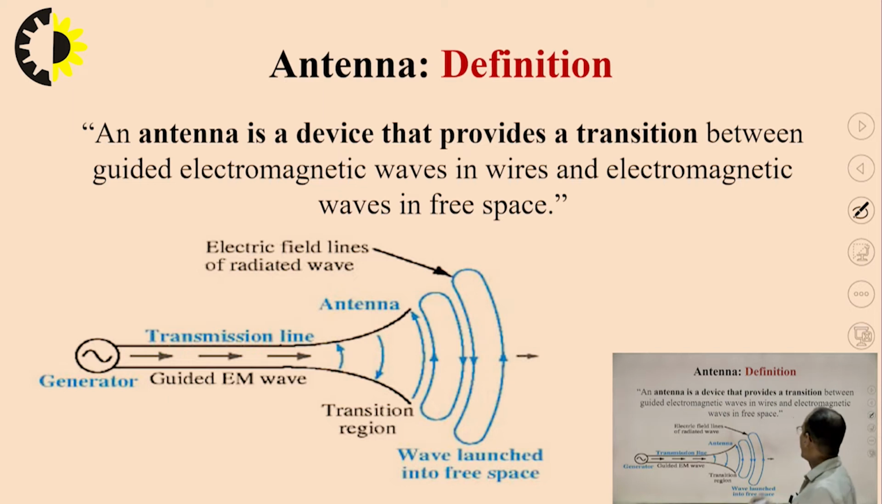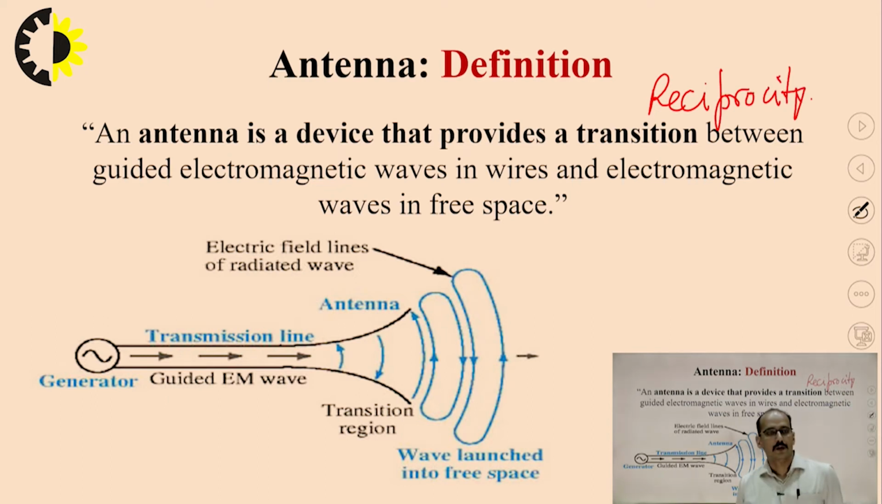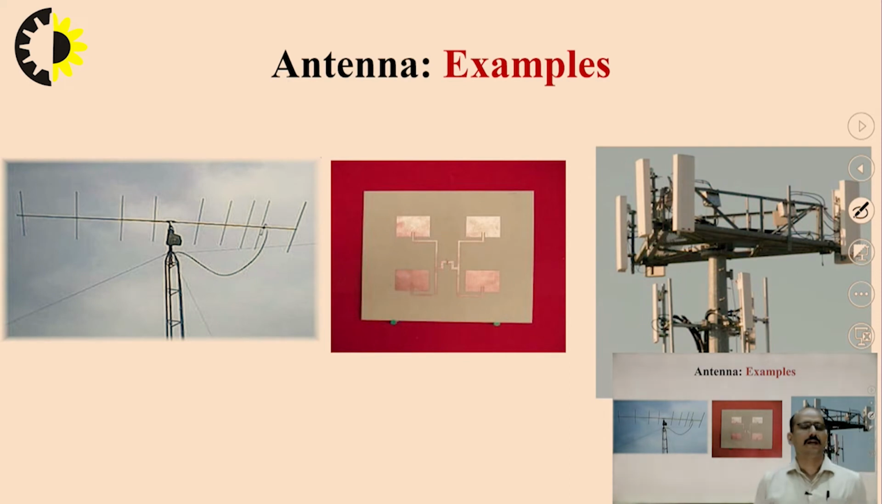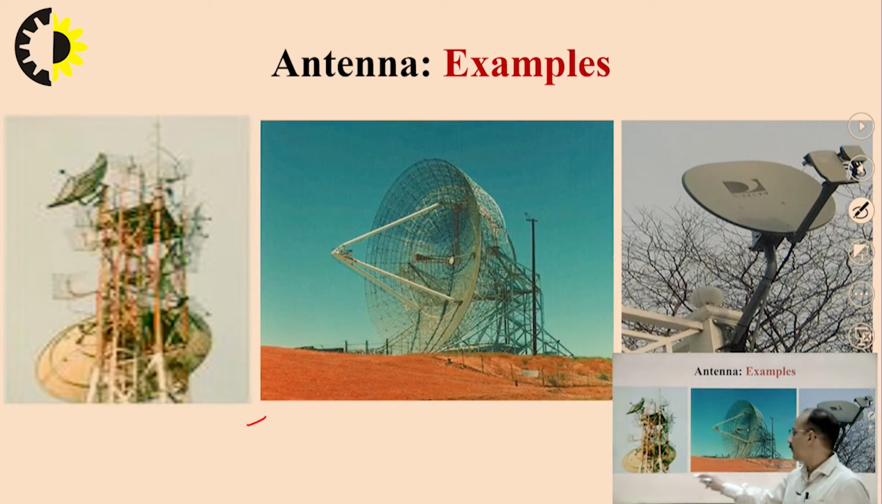You also know that an antenna uses the reciprocity theorem for its operation. When we are talking about antennas, these are some examples of regular antennas which you can see, such as this Yagi-Uda antenna, these patch antennas, these antenna arrays, these parabolic reflector antennas, and this dish TV antenna which is also a parabolic reflector antenna. These all are antennas.